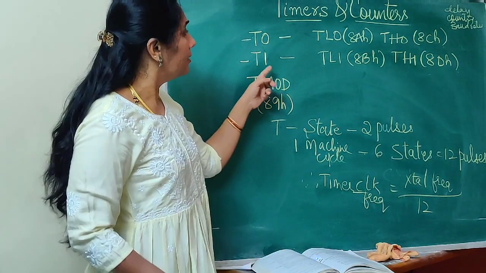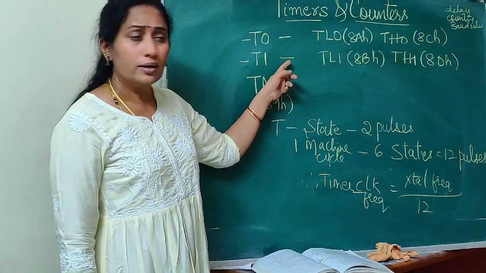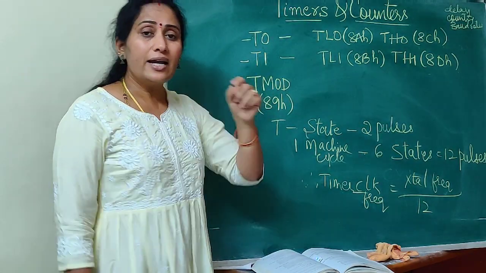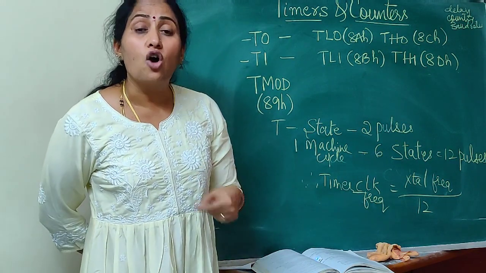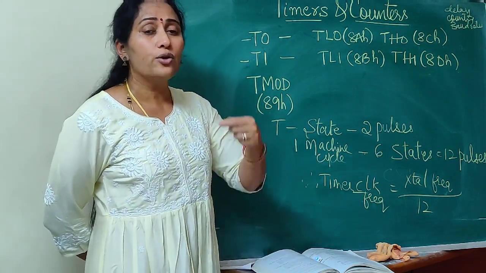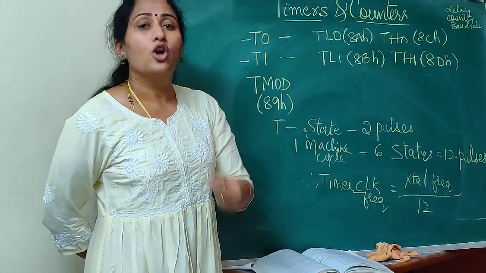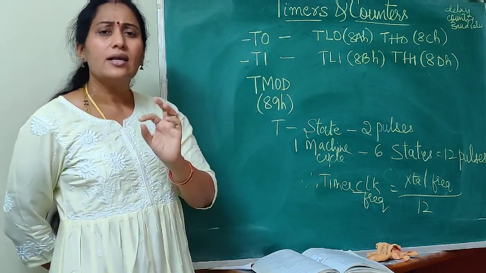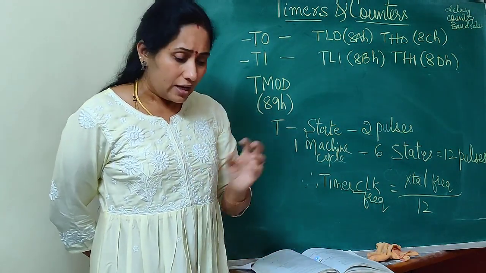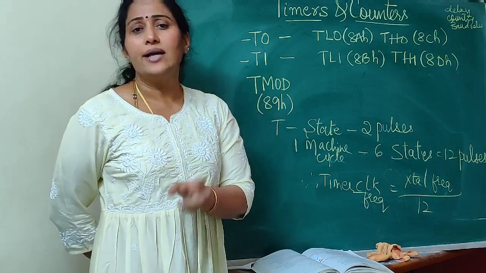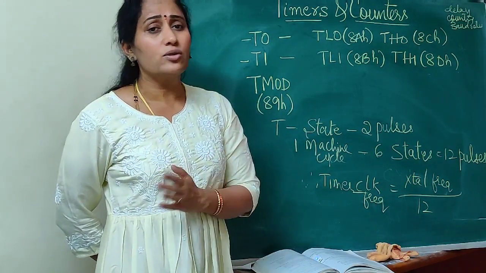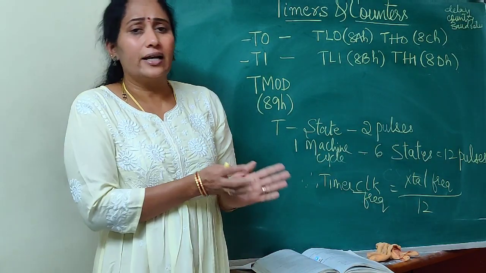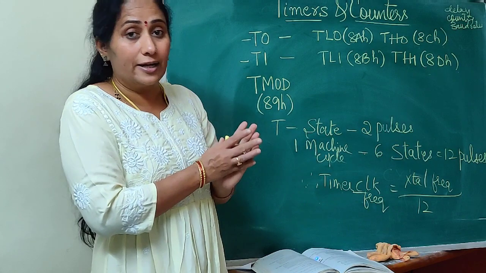Now, what are they going to count? If I make the timer work like a timer, then it is going to count the internal clock pulses. Now we'll discuss a little bit about the internal clock pulses. We know that I can have a crystal connected to the 8051 from 1 megahertz to 16 megahertz frequency. So the internal clock pulses are generated with the help of that crystal oscillator.